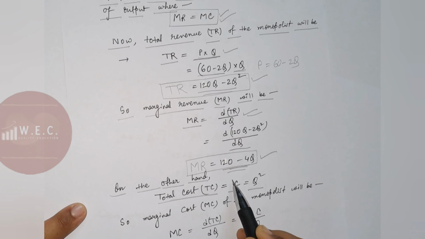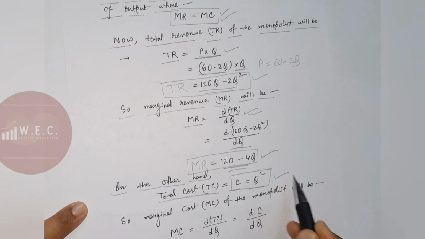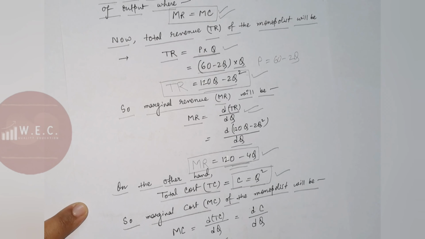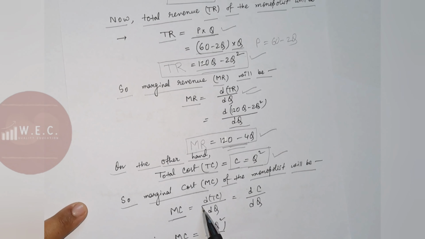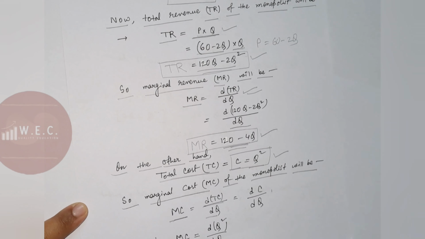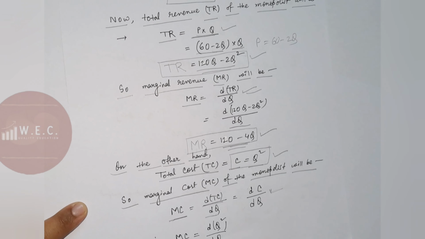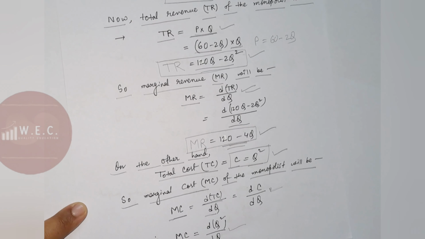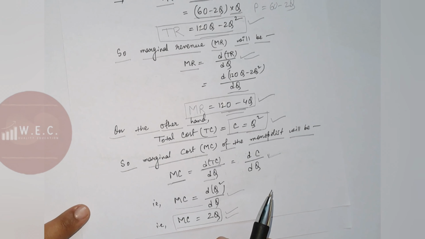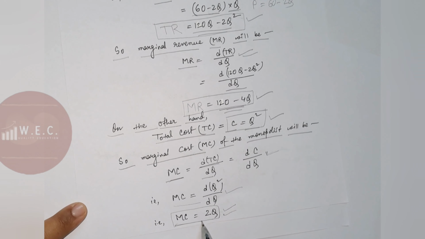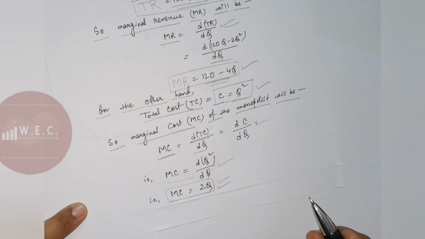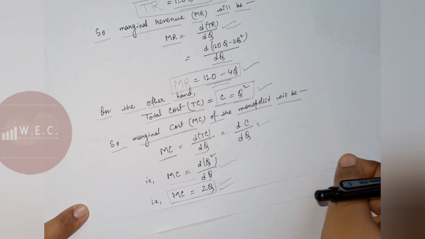Now total cost, we already know C equals to Q square. So marginal cost will be the derivative of TC with respect to Q, dTC/dQ, that is dC/dQ. Differentiating cost with respect to Q, we will get 2Q. Please see the derivation here. We will get MC is equal to 2Q.